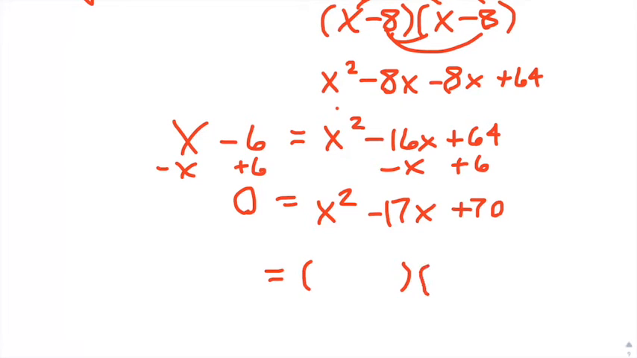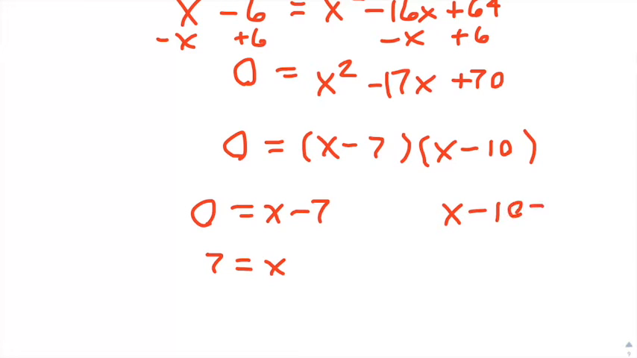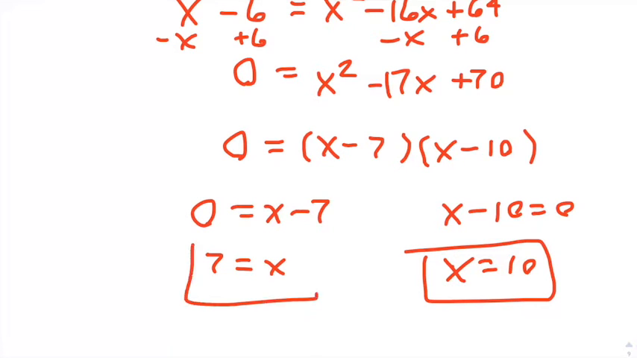We need to figure out two numbers that multiply to 70 and add up to negative 17. That'd be x minus 7 and x minus 10. And if you need some practice with solving quadratics, you can go back and check out some of those videos, or find some videos on solve by factoring. All right, and this means 0 equals x minus 7. Therefore, x is equal to 7. And then x minus 10 equals 0. So x equals 10. Those are your two answers.